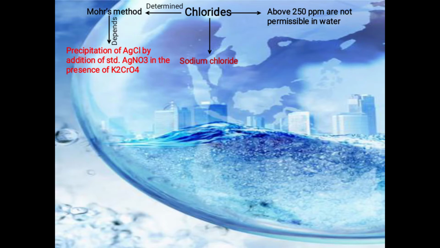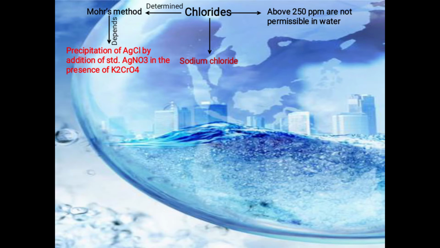The chemical reaction is NaCl plus AgNO3, that is sodium chloride plus silver nitrate, gives AgCl plus NaNO3, that is AgCl silver chloride, and this silver chloride reacts with the potassium chromate, gives silver chromate. For determining chloride, the procedure is: first take 20 ml of the sample, and this 20 ml sample is diluted to 40 ml by adding 20 ml distilled water. Then add 1 ml indicator solution. Indicator is potassium chromate.